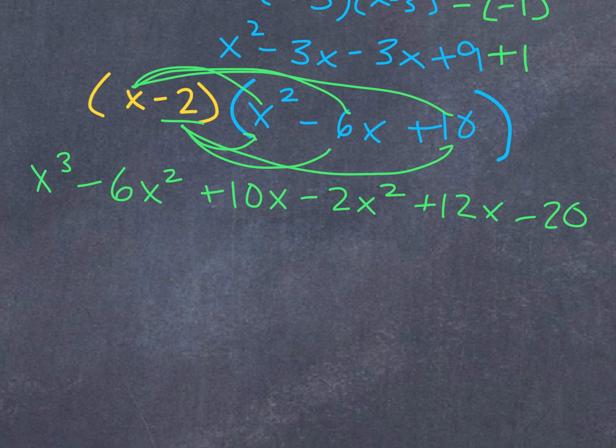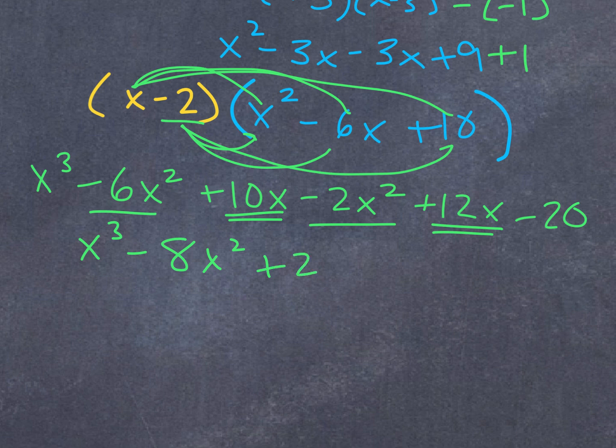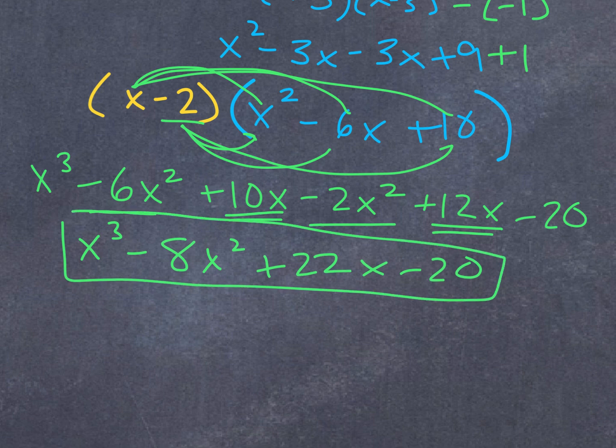And then our last step, we just combine the like terms. So x cubed, negative 6x squared minus 2x squared would be negative 8x squared. We have 10x plus 12x would be 22x, minus 20. So this would be our answer.